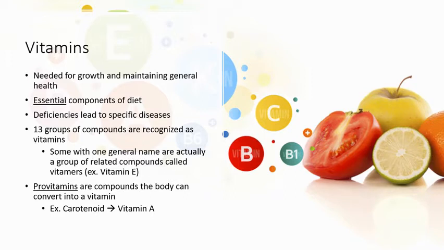Provitamins are compounds that the body can actually convert into vitamins. So carotenoid is a provitamin that we can get from our food, things like carrots, and our body is then able to metabolize that carotenoid and convert it into vitamin A. So we still have to get that provitamin from our food, even though our body is able to make vitamin A.